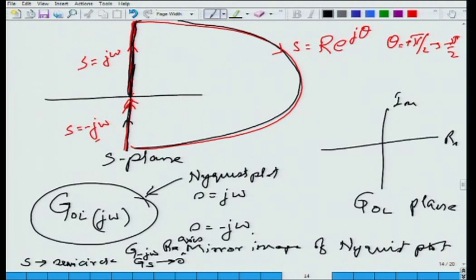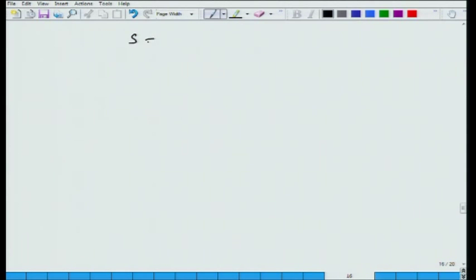So, if I have G open loop, I can make its Nyquist plot, and as I make its Nyquist plot, 1 plus G open loop would be nothing but that Nyquist plot with the origin shifted, with 1 added to everything. On S equal to j omega, you get the Nyquist plot.